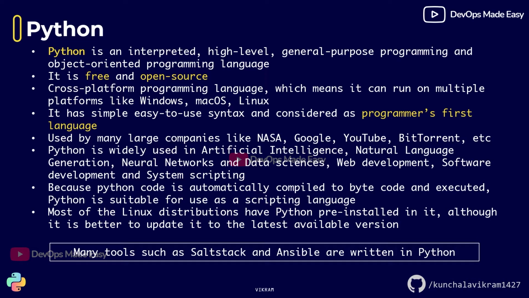Since this is converted on the fly into a bytecode, it is more suitable as a scripting language. So we'll talk about this bytecode and what is this scripting language in the coming slides. Most of the Linux distributions that we generally use come with Python pre-installed. Although it might have the old version of Python installed, it is better to update it to the latest version. And many tools such as SaltStack and Ansible, which come in DevOps, are written in Python.